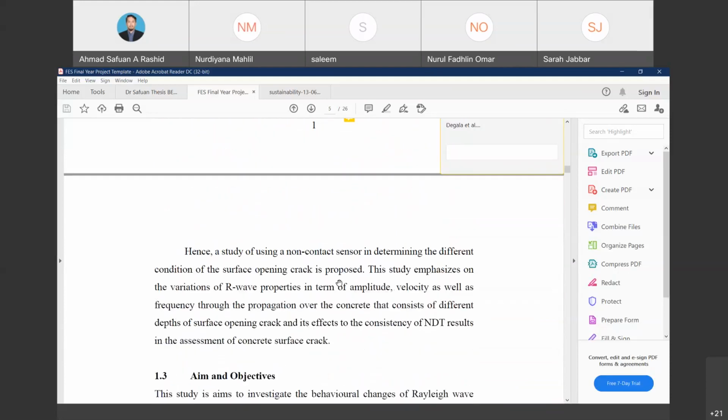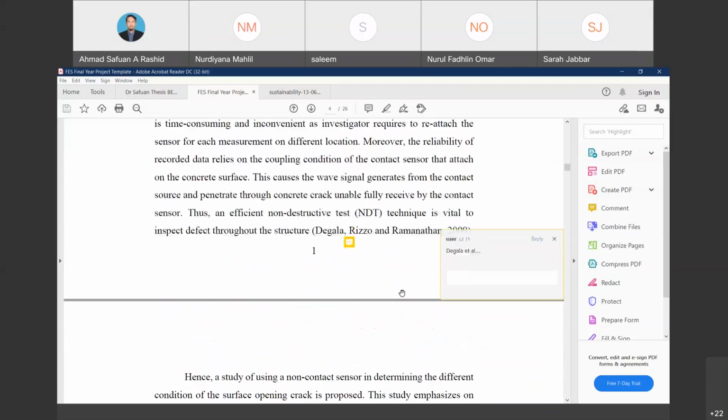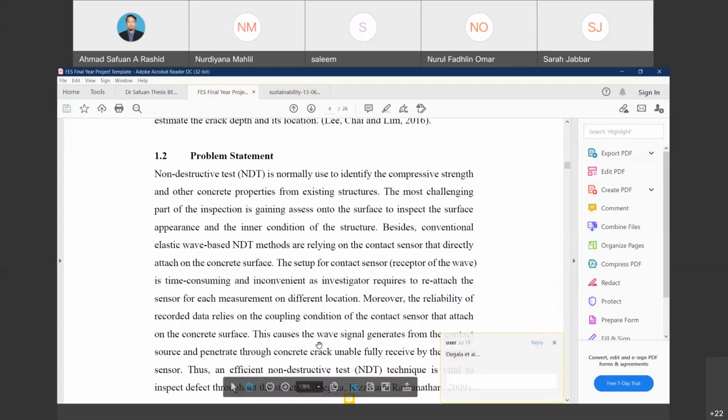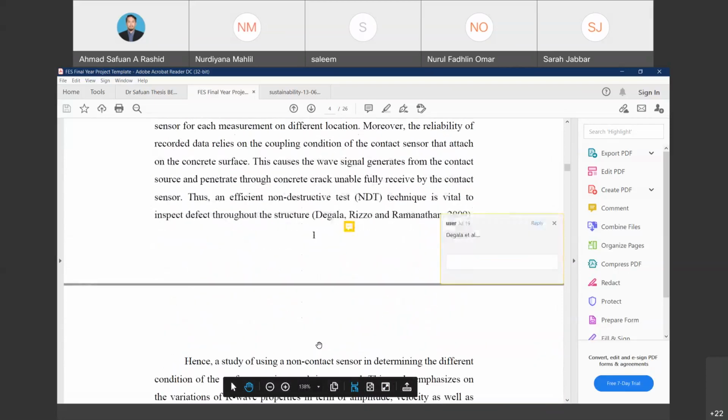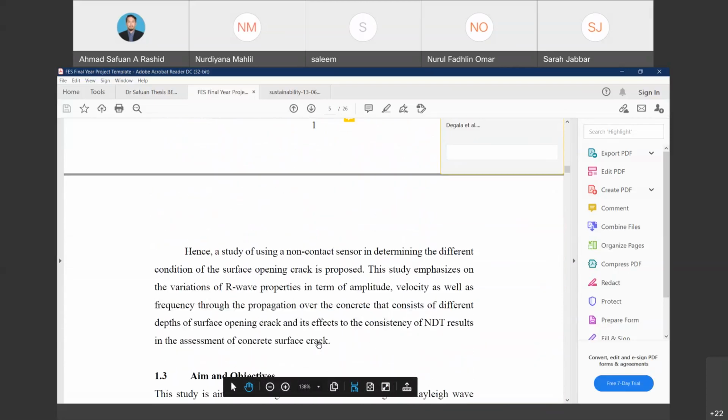So then he comes up with a study of indeterminate difference, which is proposed. The study emphasizes the variation of R wave, so that is very clear. So he addressed all the problems, and then came up with the idea to provide solutions.